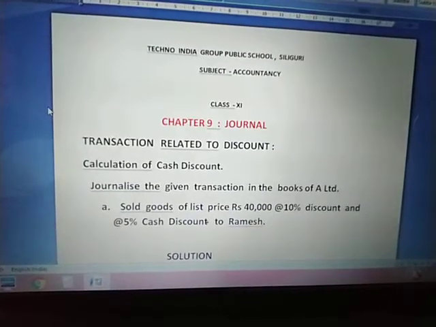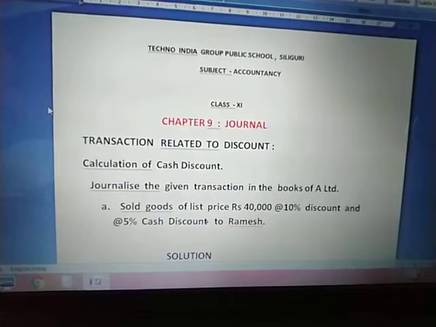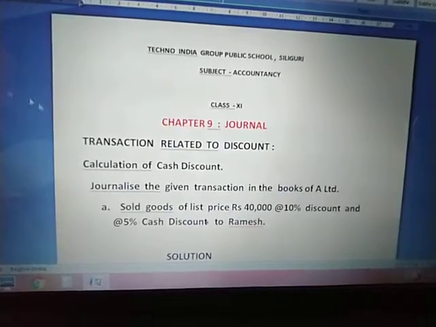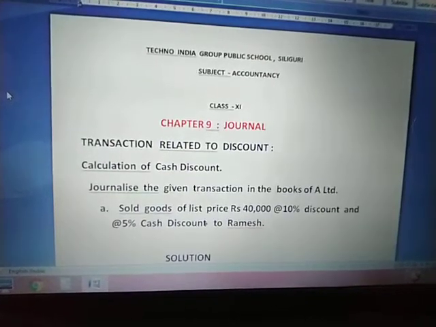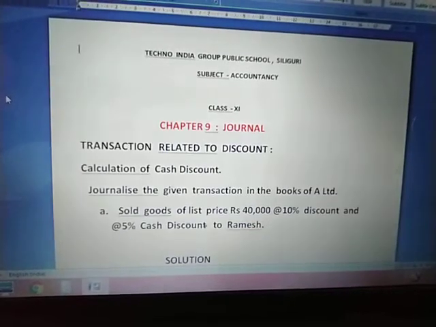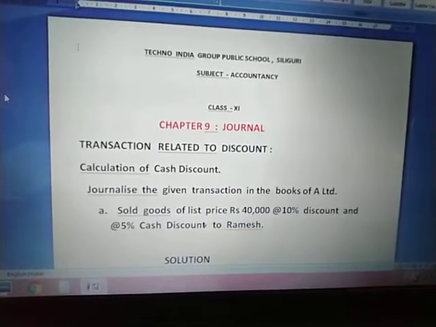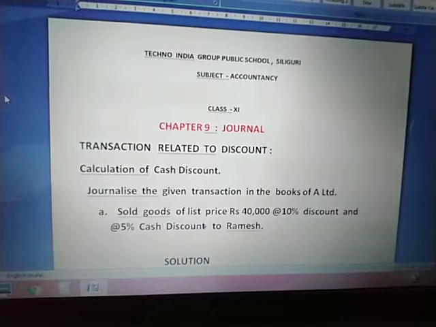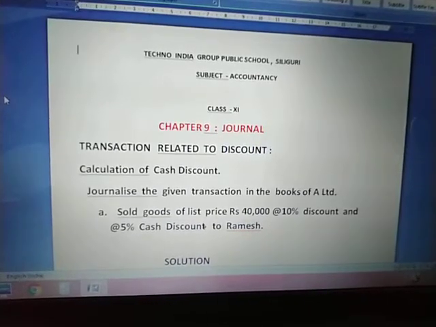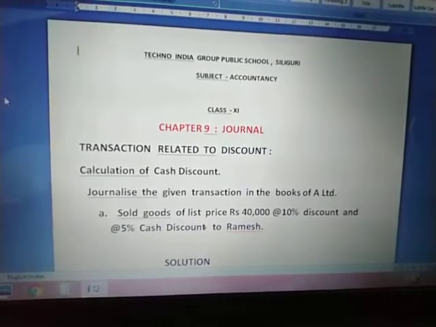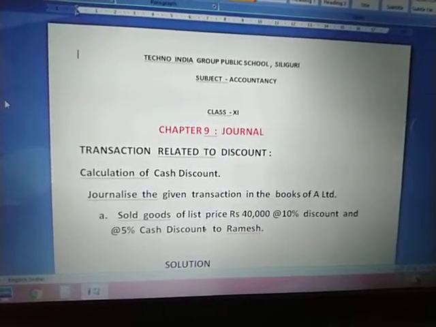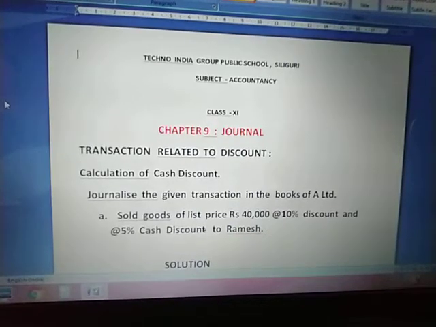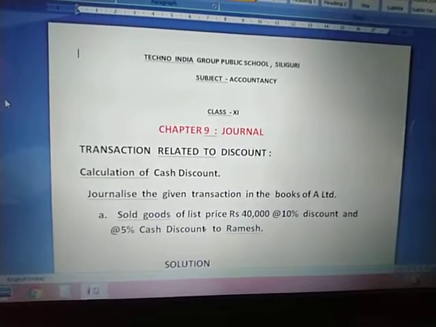Now, first of all, let me clear up what the meaning of cash discount is. Cash discount is given when you are making a prompt payment in cash. Please keep this in mind that cash discount can only be availed of when we are making a prompt cash payment. So after we have the discounted price, only then will we calculate the cash discount. We will learn how to do it today.